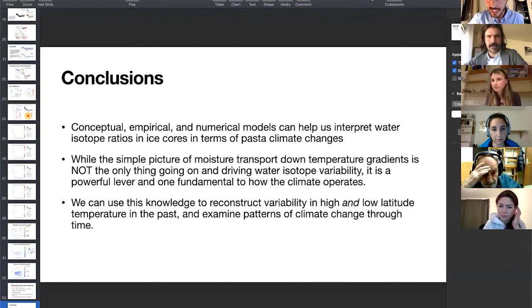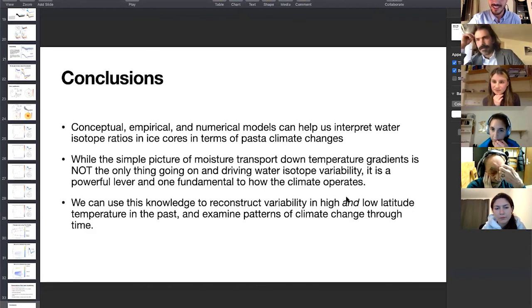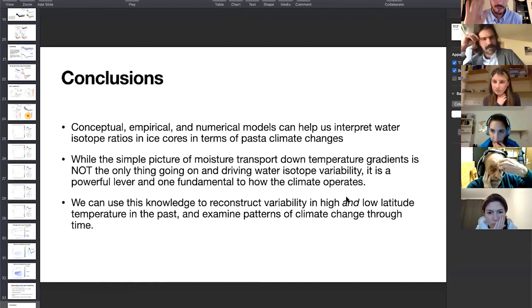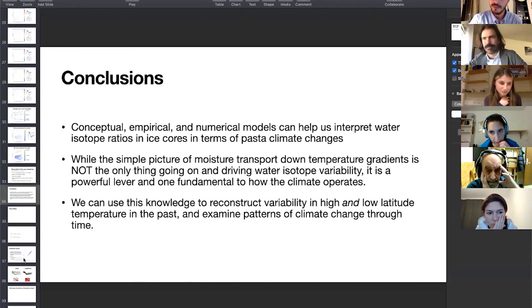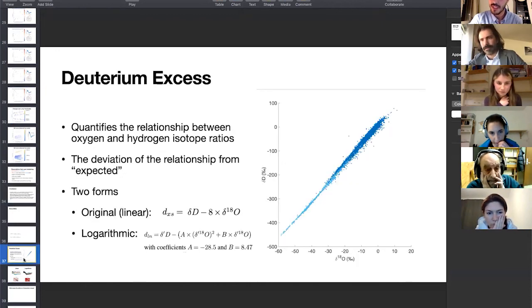In the meantime, I can squeeze in one question. I know that you kind of avoided talking about the logarithmic description of the deuterium excess. I read about that briefly in some paper. Is it just because empirically it matches better, or is there some fundamental reason why it's better to use it that way?